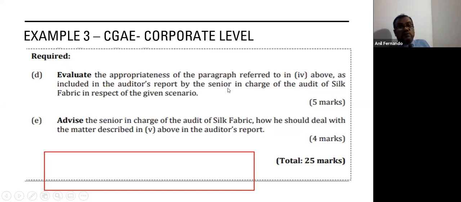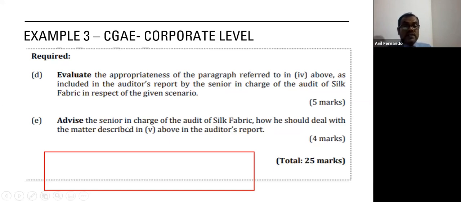Actually, the question is not that much clear. In what capacity are you supposed to evaluate? You got it? So that is a missing point in this question. So the senior in charge of the audit of silk fabric has included something in the audit report, but you are going to evaluate. In what capacity we do not know. Therefore, you have a kind of liberty to interpret, maybe as an investment analyst, or maybe from independent user of financial statement, reader, or whoever. So it's free to you.